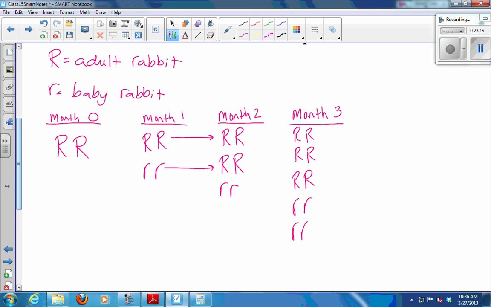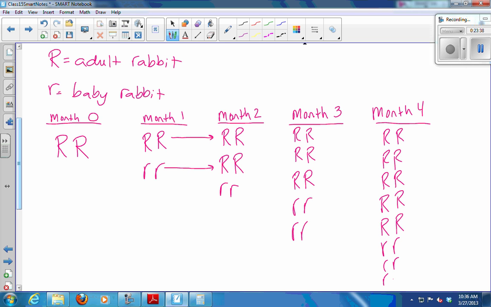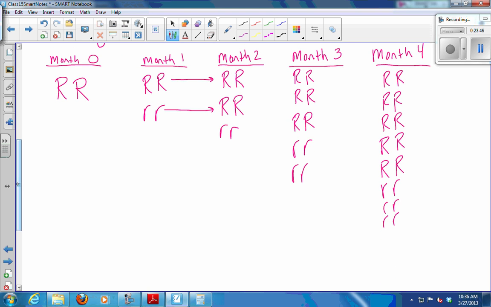Let's do 1 more month, just see what happens here. Month 4, everybody's still there. 3 sets of adults remain adults. My 2 sets of babies become adults. And I had 3 sets of adults in the previous month, each of which is going to produce a pair of babies. Is it exponential or is it Fibonacci?